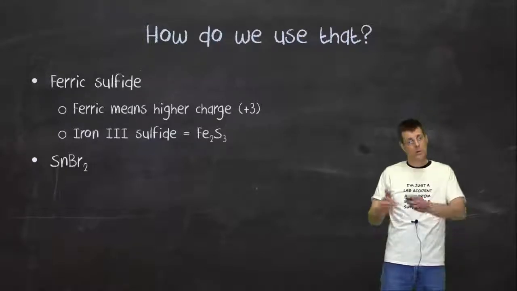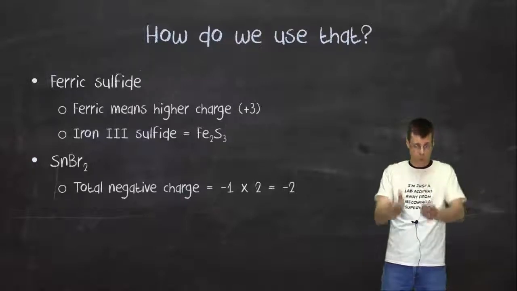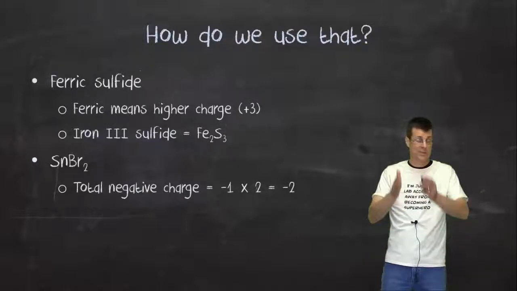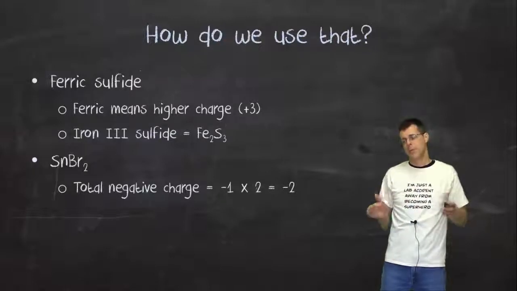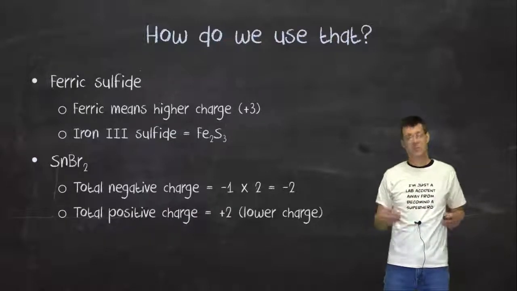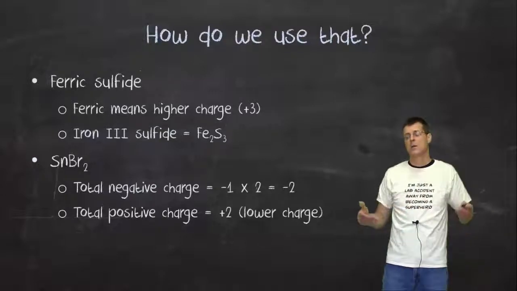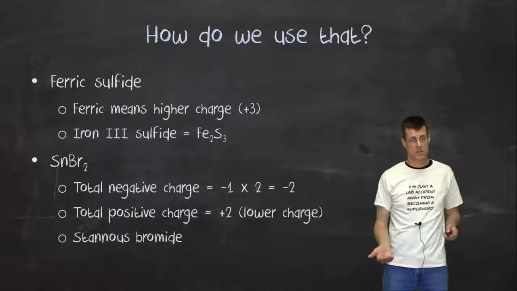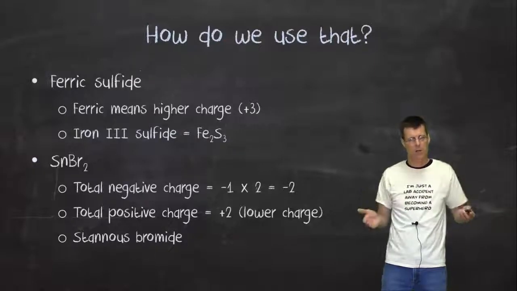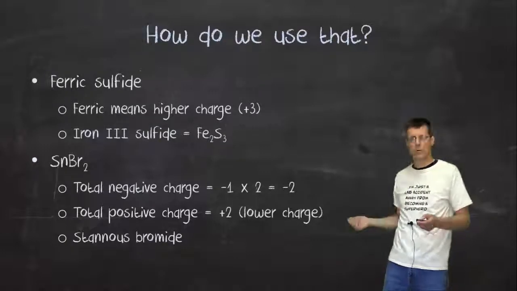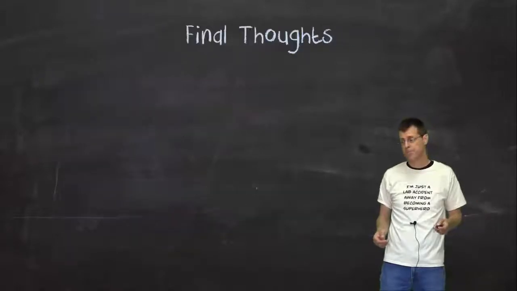If I had a formula, SnBr2, well, I'm going to start with my nonmetal. I know that my total negative charge is -2 because bromine is in group 17 and it's always -1 with metals. That means I must have a total positive charge of +2, which for tin is the lower charge, so I'm going to call it stannous. That's it. So there's a little bit of translating going on, sort of one extra step in each case over and above what I would do for Roman numerals, but other than that, it's no different.